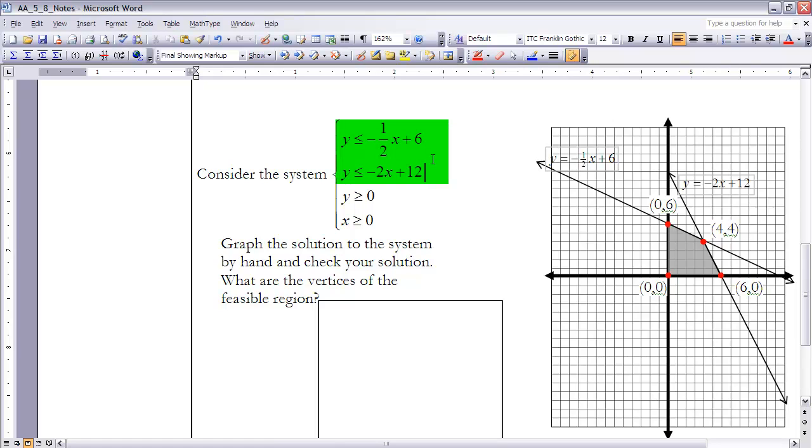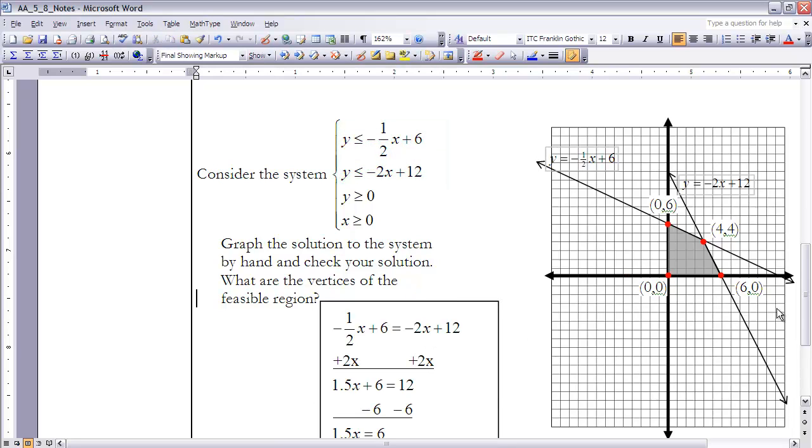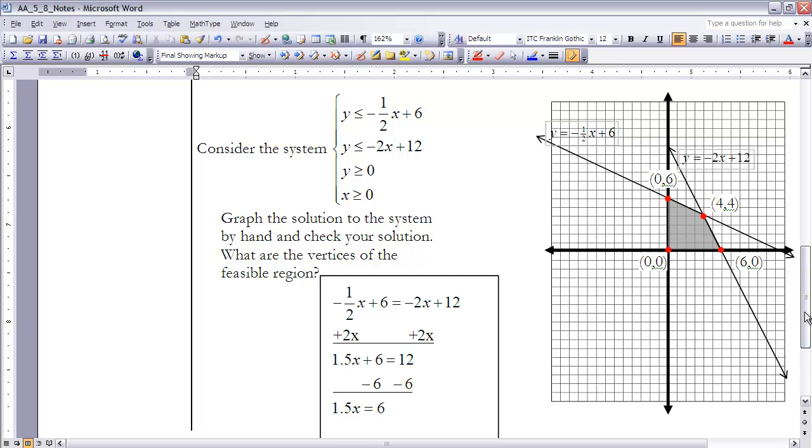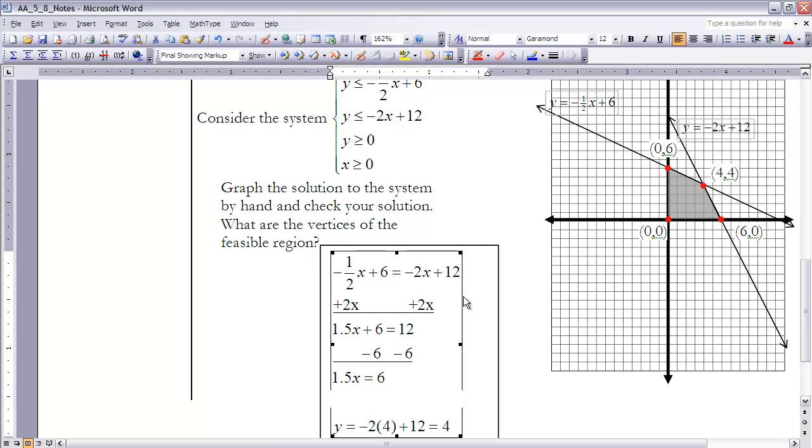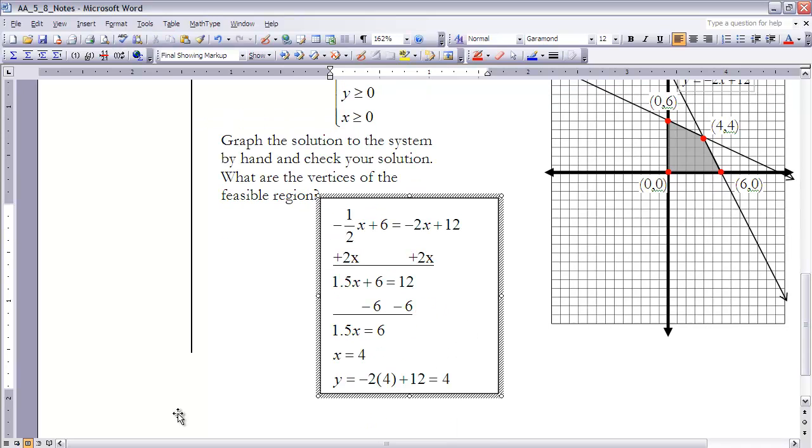So what I'm going to do is solve the system of these two equations. If you take these two inequalities and make them equations, the vertex point would be the intersection of those two lines. Therefore, I'm looking to solve the system involving those two lines. So I'm going to go through and do that. I decided to use substitution to do mine. Okay, and when I use substitution, I've got negative 1/2 x plus 6 is equal to negative 2x plus 12. I solve for x, so x will be equal to 4.